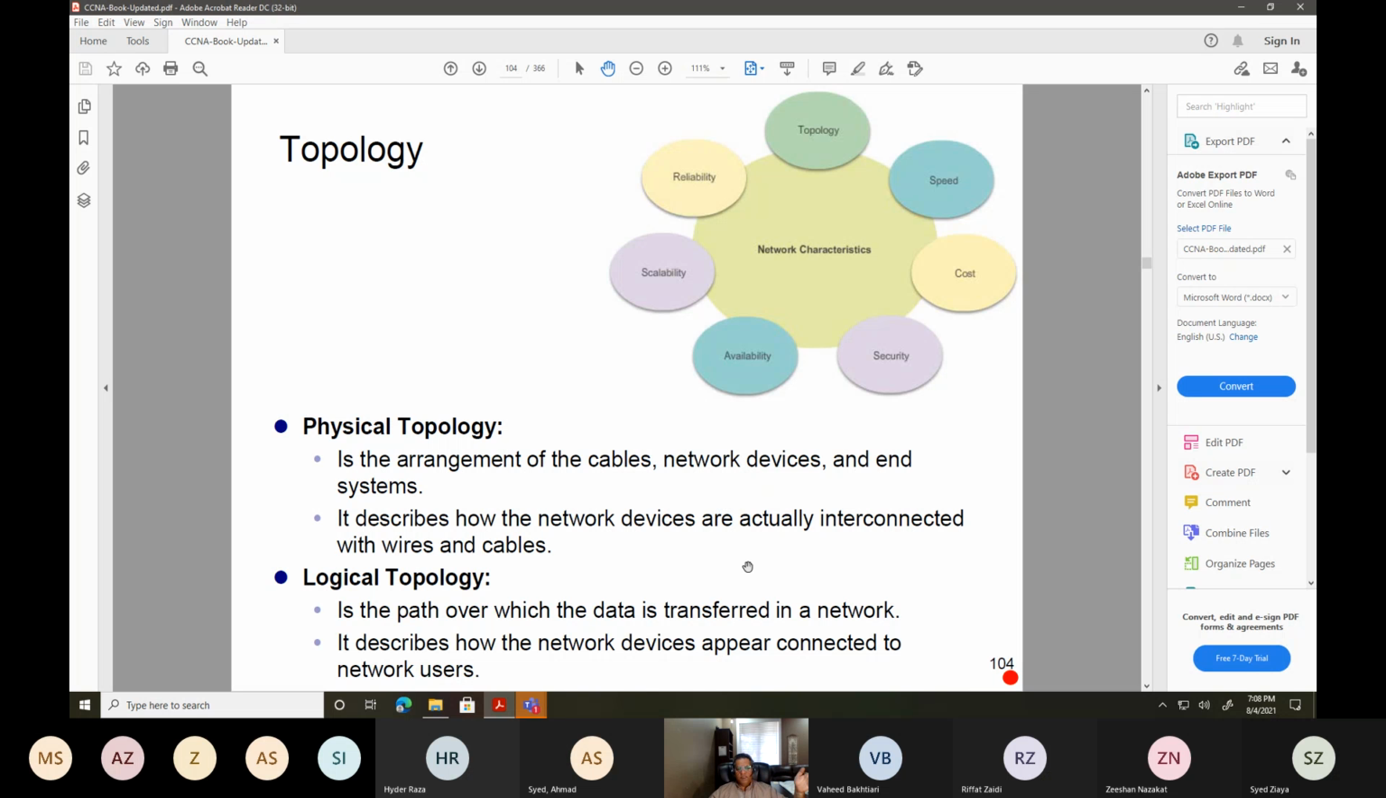So the physical topology covers cables, network devices, end systems like PCs and servers. What do you need? Logical is the path over which the data is transferred in the network. It describes how network devices appear connected to network users. So basically, how do you want to design it? Do you want load balancing? Or do you want a redundant path?